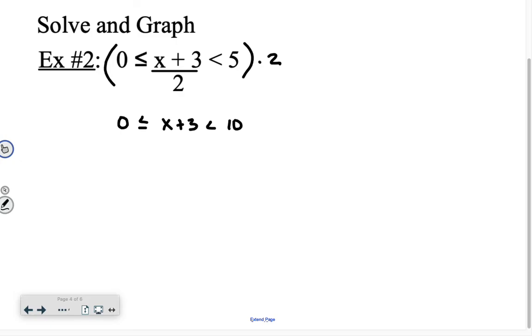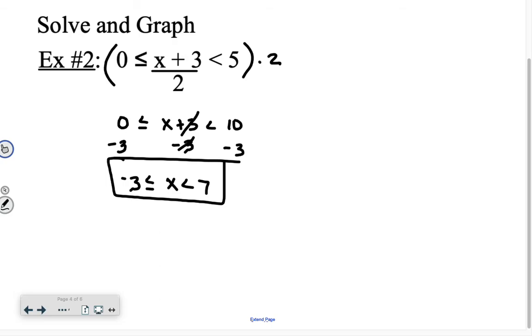Now, what's the last step? Now I got to get x by itself, so I need to subtract the 3, but I subtract the 3 from all 3 spots. In the middle, I'll subtract the 3 to get x by itself, but then I have to do the same thing on the left and the right. Negative 3 less than or equal to x less than 7. There's your inequality notation right there. There's your answer for your inequality notation.